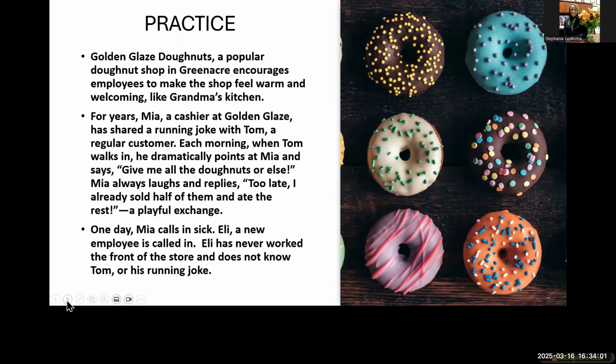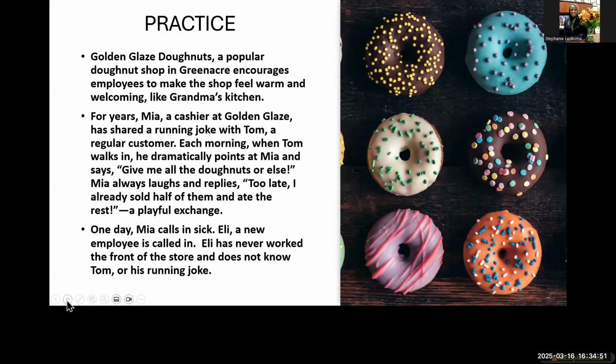Golden Glazed Donuts, a popular donut shop in Greenacre, encourages employees to make the shop feel warm and welcoming, like Grandma's kitchen. For years, Mia, a cashier at Golden Glaze, has shared a running joke with Tom, a regular customer. Each morning, when Tom walks in, he dramatically points at Mia and says, "Give me all your donuts or else." And Mia, always laughing, replies, "Too late. I already sold half of them and ate the rest." And there's laughs and there's joy and there's just fun.